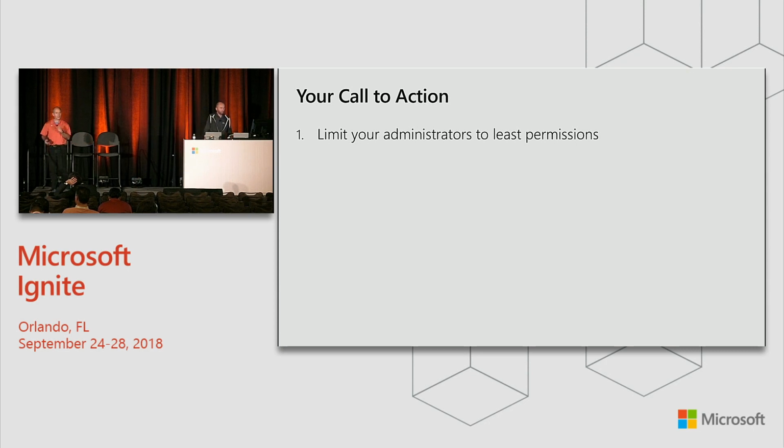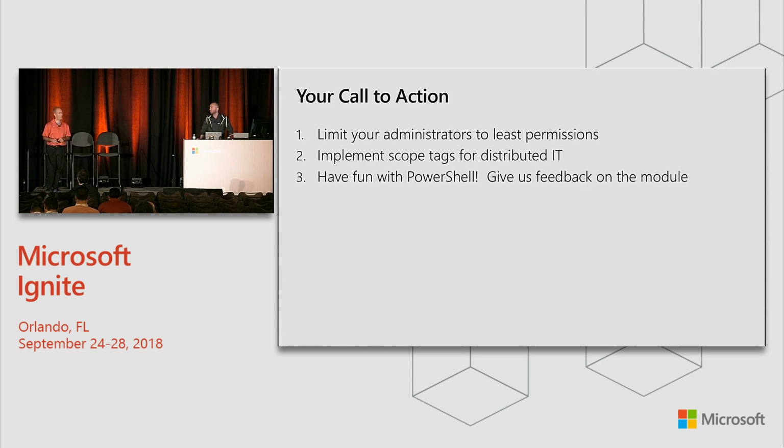So here's what I want when you leave. First off, you've got all the tools and capabilities to limit permissions for your administrators. You really need to get down to minimal permissions necessary to do their job. And I think now you've got the tools and capabilities for doing that. Second, scope tags. Go try it out, especially if you're in distributed IT, or maybe your IT is distributed within a central organization between your mobility folks and your desktop and Mac folks. You'll have the ability to use scope tags in either of those cases.